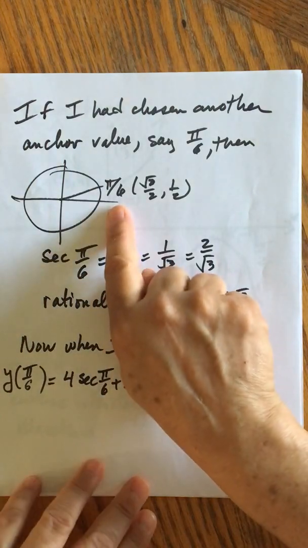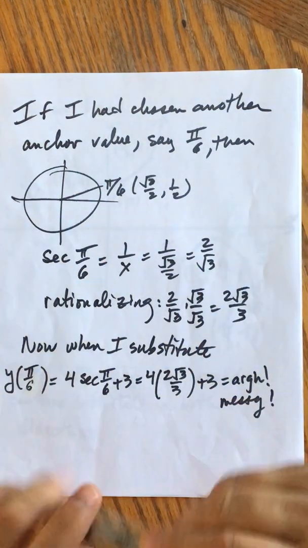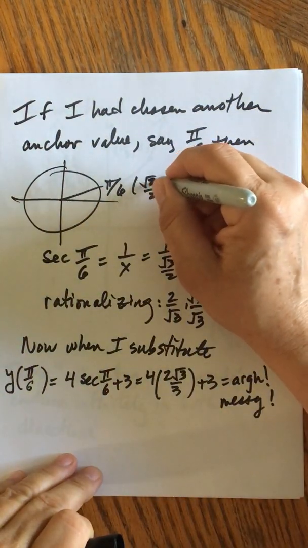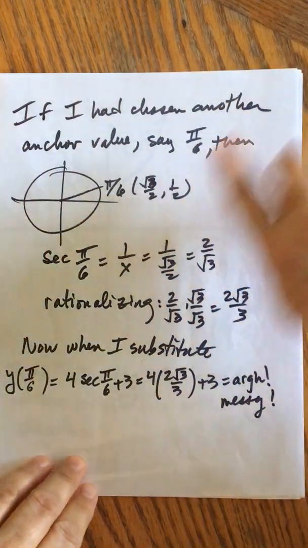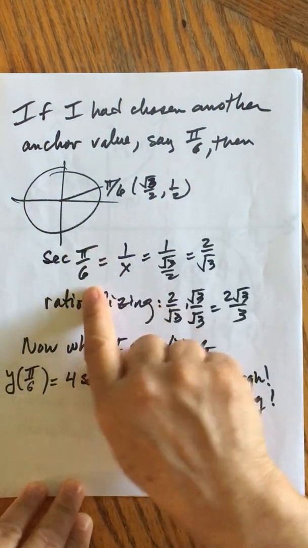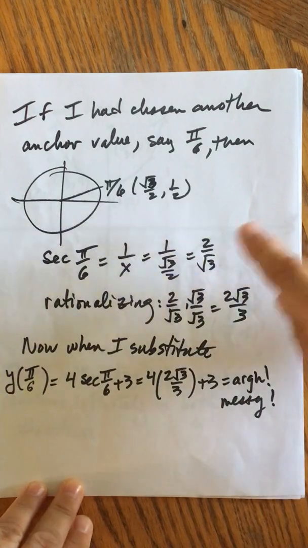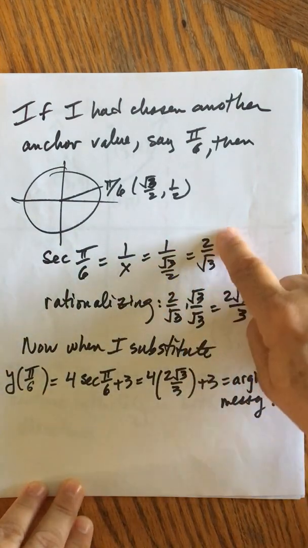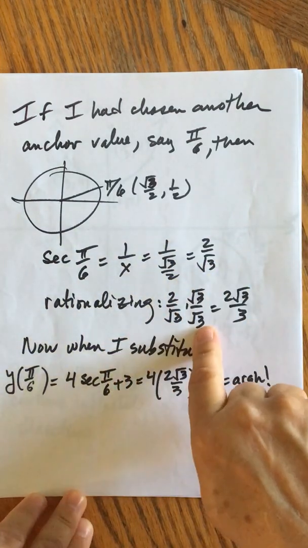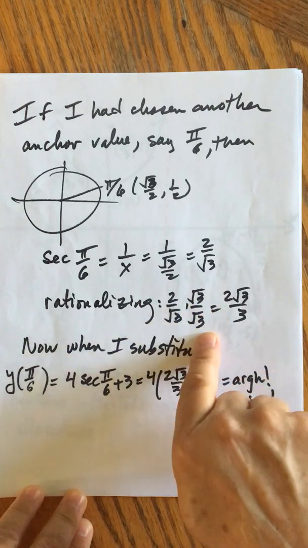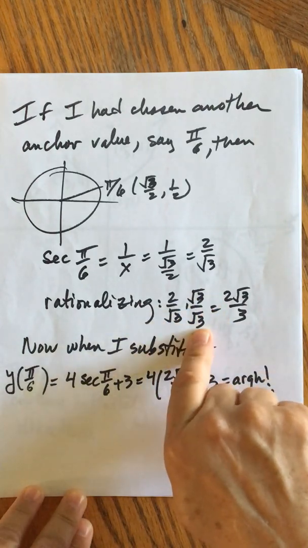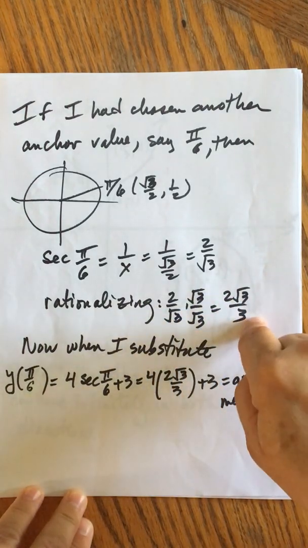So at pi over 6, remember this is square root of 3 over 2 for the x. So the secant of pi over 6 is 1 over x on the unit circle. So 1 divided by square root of 3 over 2 gives me 2 over square root of 3. And then if I rationalize it by multiplying by 1, so I get no radicals in the denominator, I have 2 square root of 3 over 3.